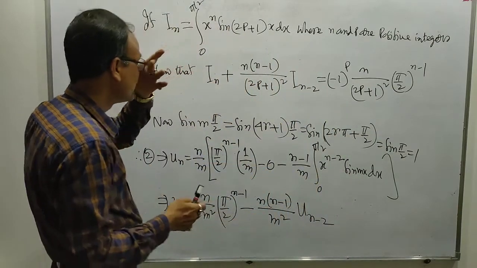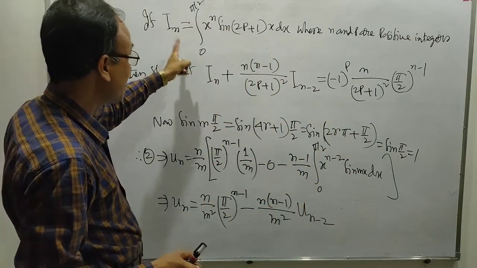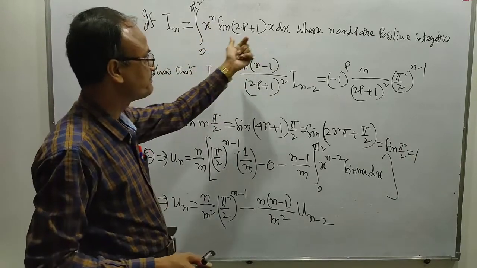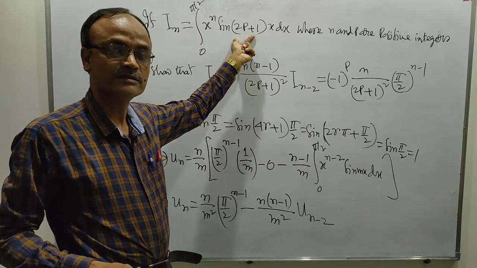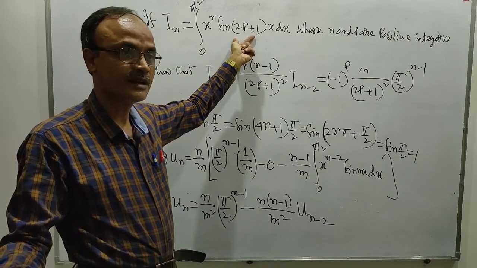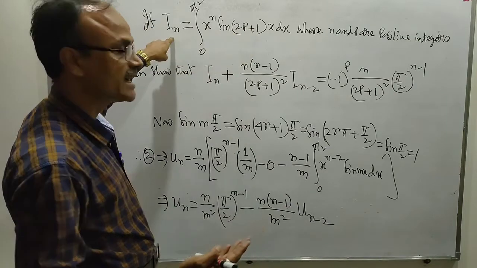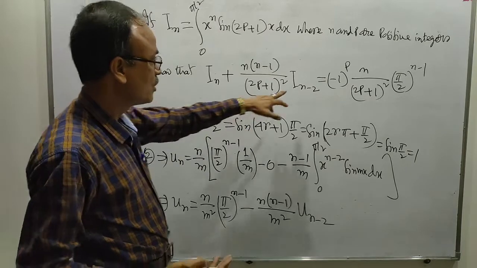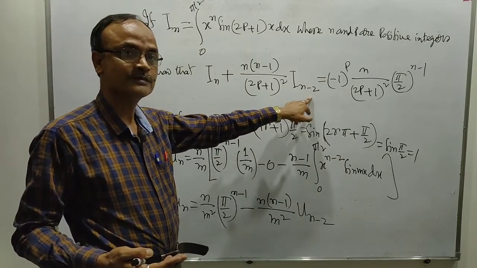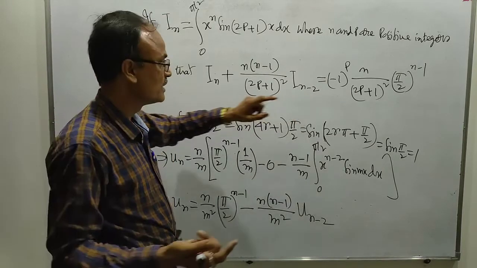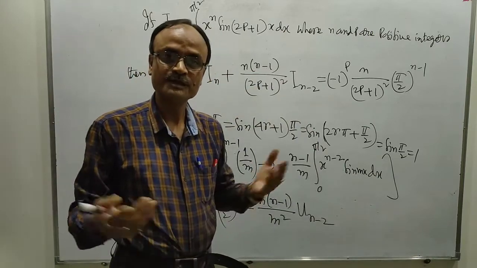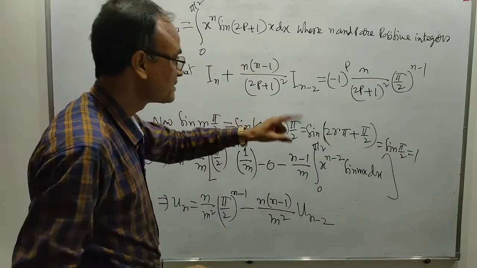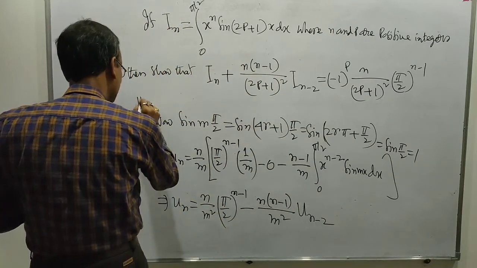Then show that this. We are given that I_n equals integration 0 to π/2 x to the power n sin((2p plus 1)x) dx. n and p are positive integers. This integral is denoted by I_n. If it is denoted by I_n, then what will be I_(n minus 2)? Replace n by n minus 2 in both sides. You will get I_(n minus 2). We have to show this.